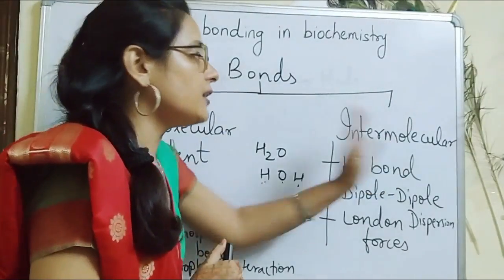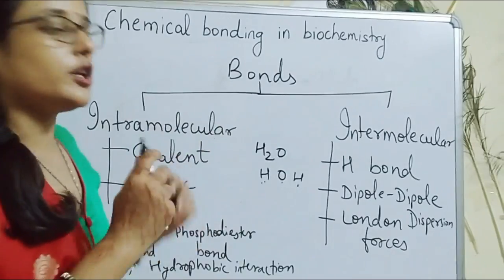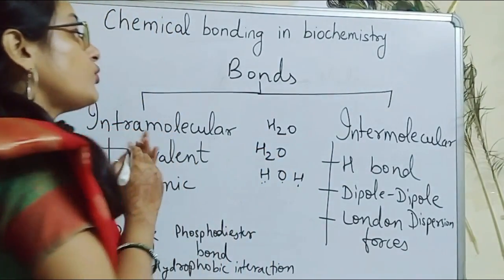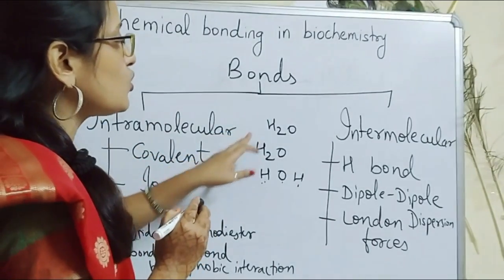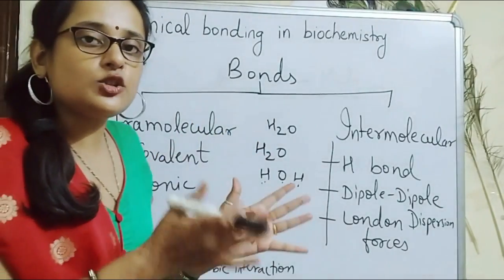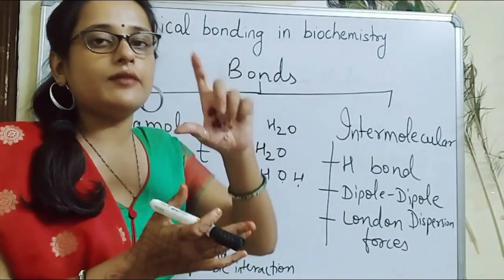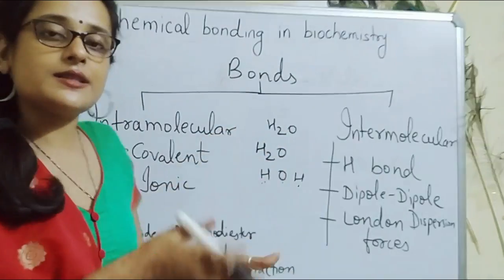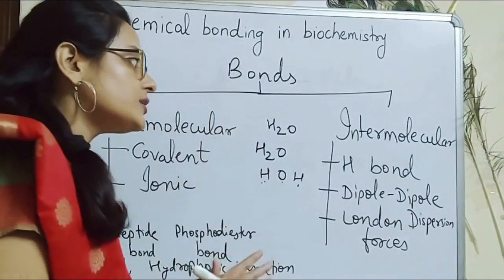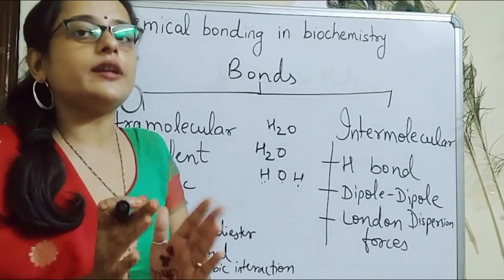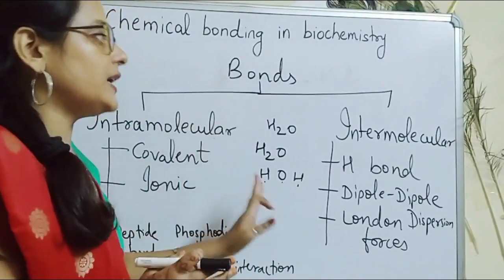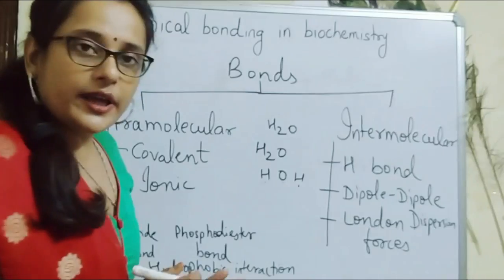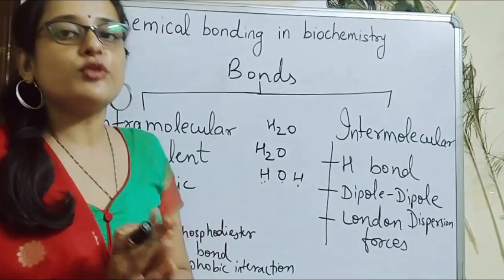Similarly, the word intermolecular means between 2 molecules. Let's suppose we are taking 2 water molecules. What will be the interaction between these 2 water molecules when they are present together in a container? Let's suppose we have a glass of water. What will be the interaction between the water molecules present inside that glass of water? Those interactions are called intermolecular interactions. We will deal with basically 3 types of intermolecular interactions, that is hydrogen bond, dipole-dipole interaction, and London dispersion forces.